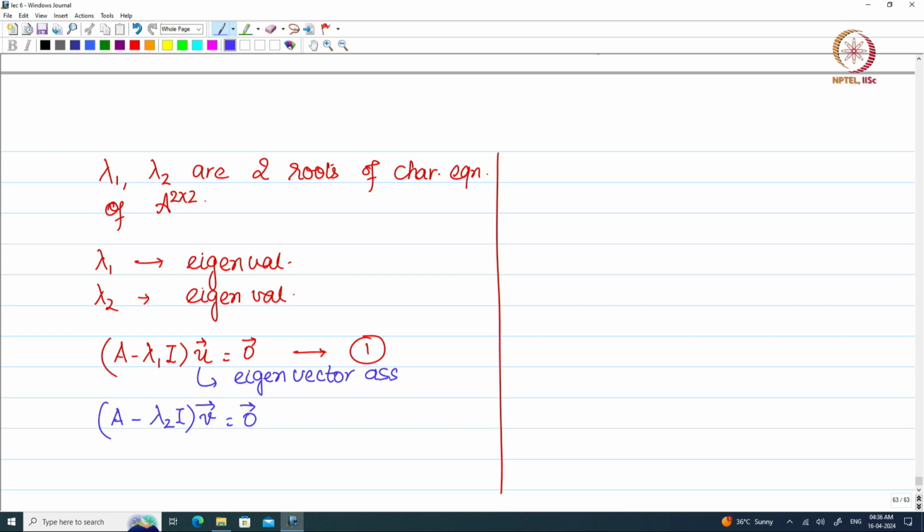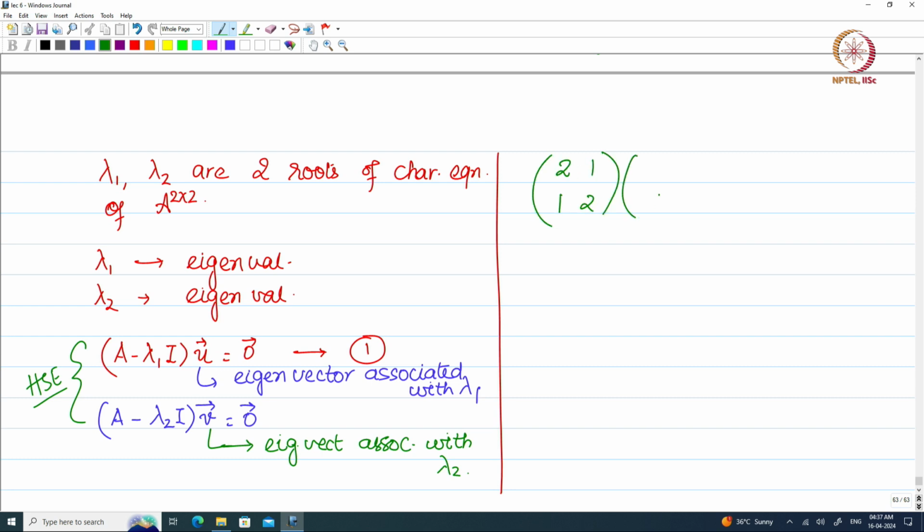and v is the eigenvector associated with lambda 2, right. So, we can solve these homogeneous systems of equations to find the values of u and v, right. So, now let us take our simple example where we had 2 1 1 2.